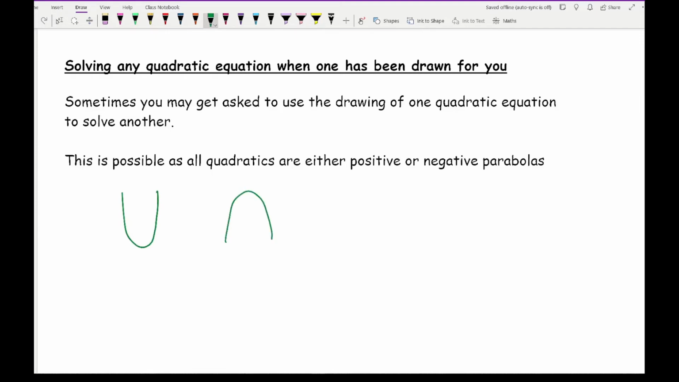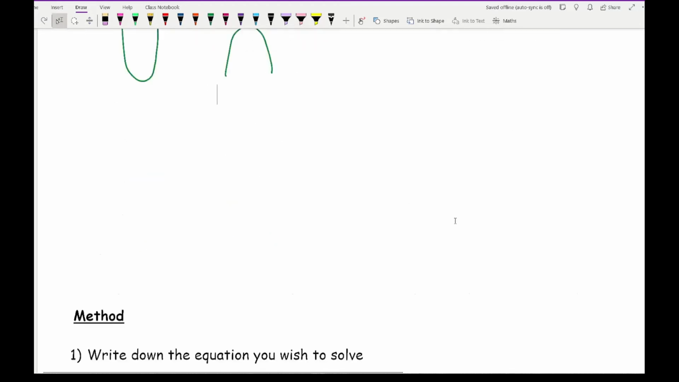Now, there is a way in which you can manipulate a quadratic parabola to resemble another, either through transformations or through simultaneous equations, to then go on to use that equation to solve other quadratic equations. So let's try and make sense of this.